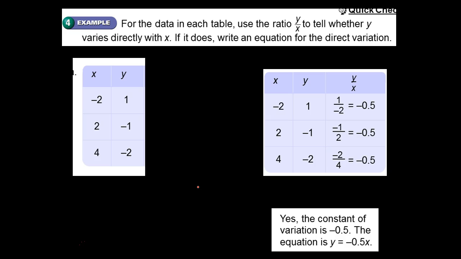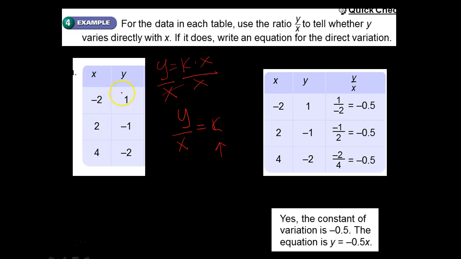So now I'm going to give you a table, and I'm going to ask whether x and y, this ratio here, varies directly with each other. So to do this, I'm going to have y equals k times x form. This is what I'm given. I'm looking to see if y varies directly with x. So to do that, I need to find my constant. So I'm going to divide by x. So y over x equals k. And once again, your k is your constant.